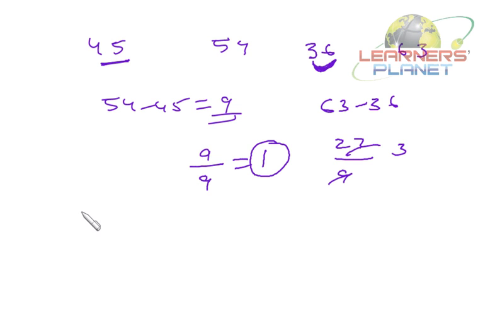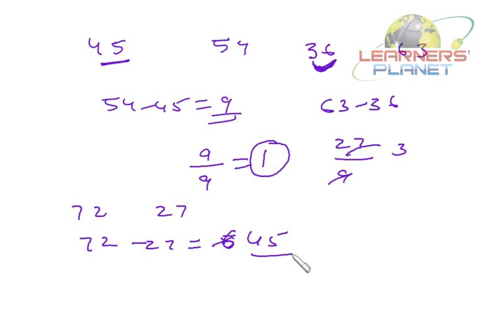Similarly, let me take one more example. Suppose I have 72. If I reverse the digits, I get 27. That means 72 minus 27 is 45. And if I divide 45 by 9, I get 5, which is the difference between the digits.